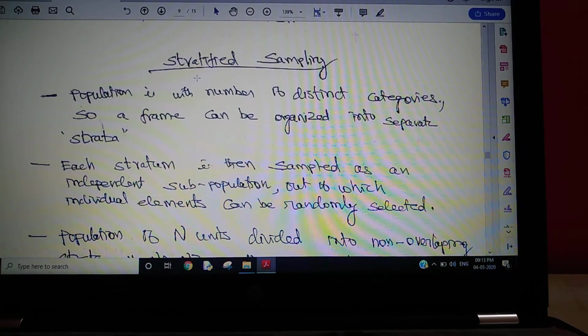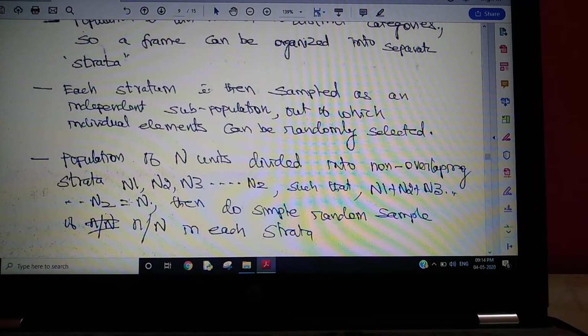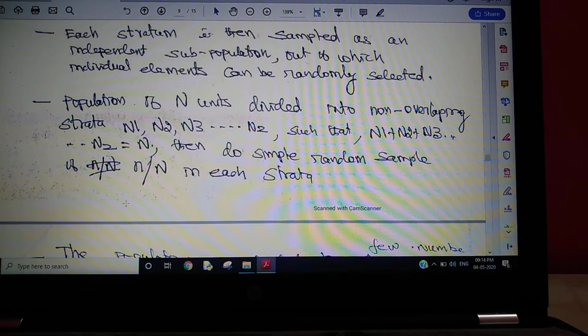Population with a number of distinct characteristics. So a frame can be organized into separate strata. The population has distinct characteristics, not homogeneous characteristics. Each stratum is sampled as an independent subpopulation out of which individual elements can be randomly selected. A population of n units is divided into non-overlapping n1, n2, n3, nz such that n1 plus n2 plus n3 and so on equal the total n. Then do a simple random sample in each stratum.